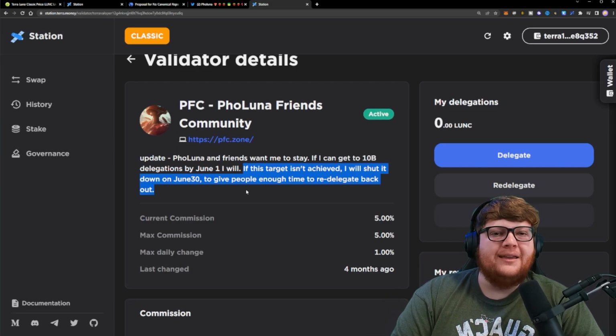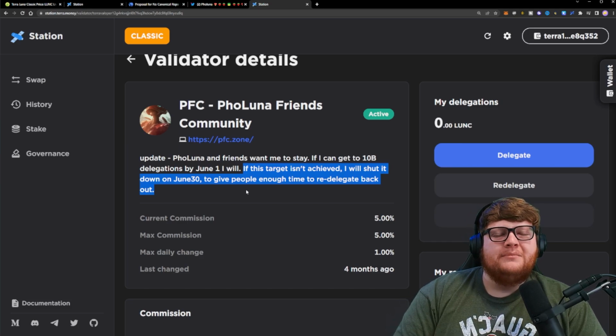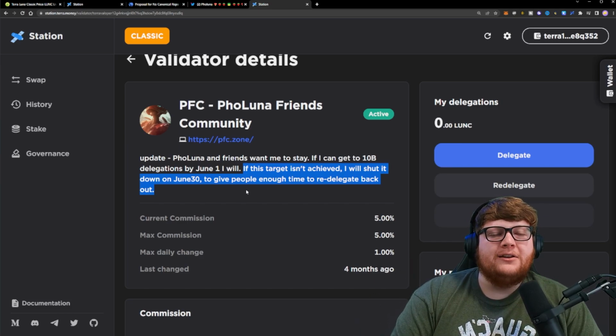As I mentioned, this is a person who has been involved in the Terra Luna Classic ecosystem for so long. They've supported the ecosystem. They are such a valuable member. I think it's worthwhile for us to try and support them and keep them around. So if you have some extra LUNC sitting around, maybe you have it staked with one of the big top validators like Allnodes, please consider supporting this validator as well.